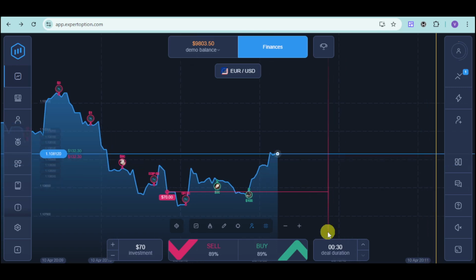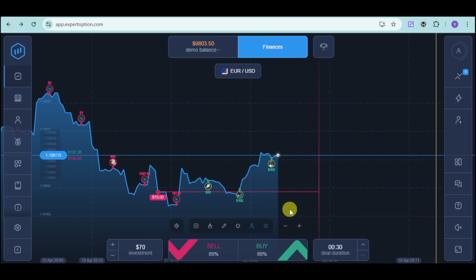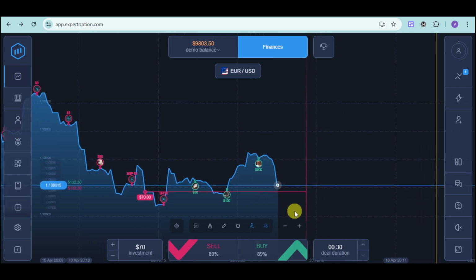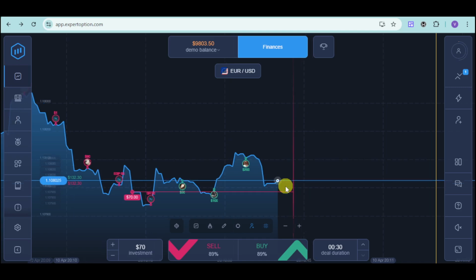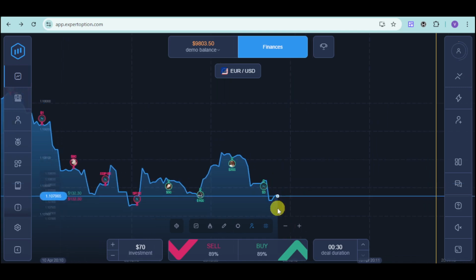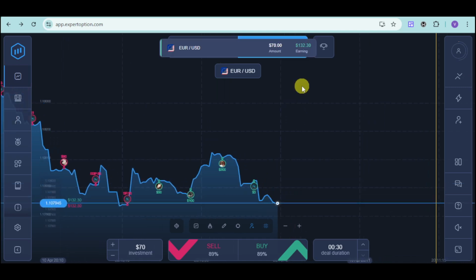And let's hope that when this line ends, we're below here. In that case, we will actually earn money. As you can see, we're below, and yes, we actually earn something through that.